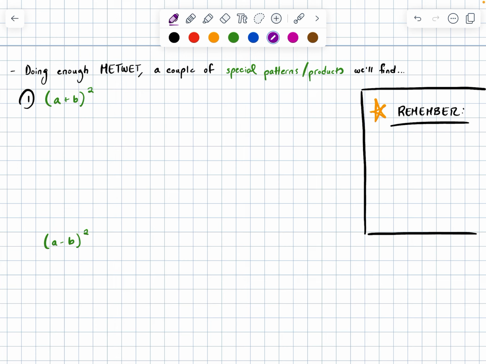This is going to give us the first of our special patterns, or sometimes special products. Now, if I take a plus b quantity squared, by the way, both of these patterns are going to appear just for binomials. In other words, just with two terms. Now, what would it be really nice if a plus b quantity squared was equal to, or a minus b quantity squared was equal to?